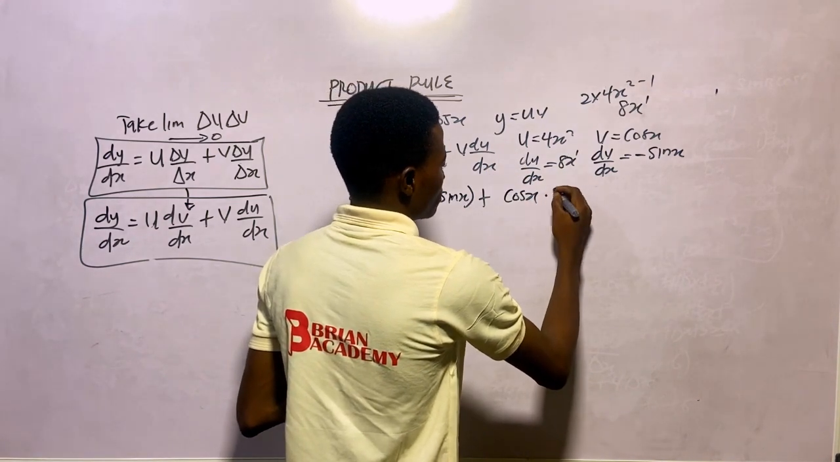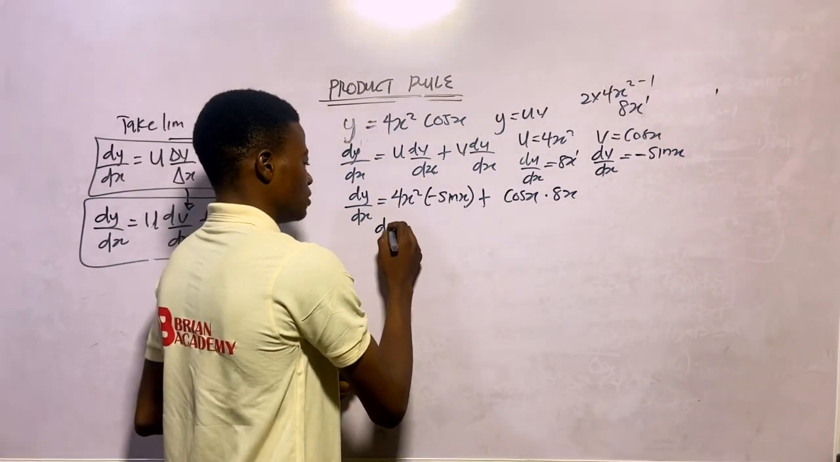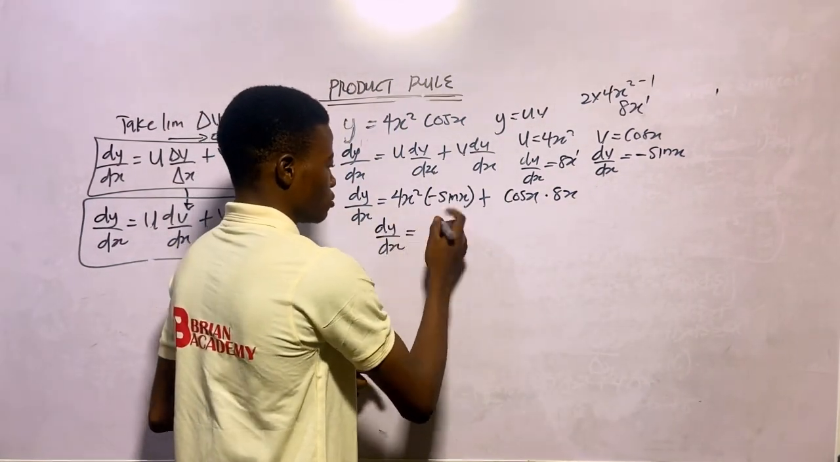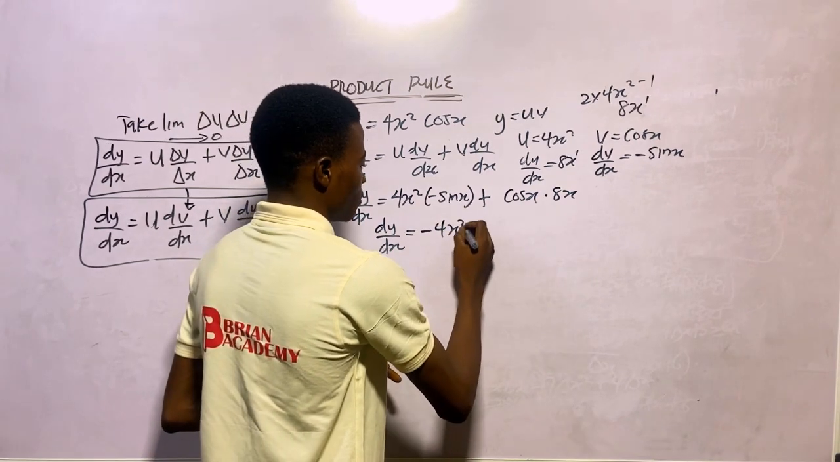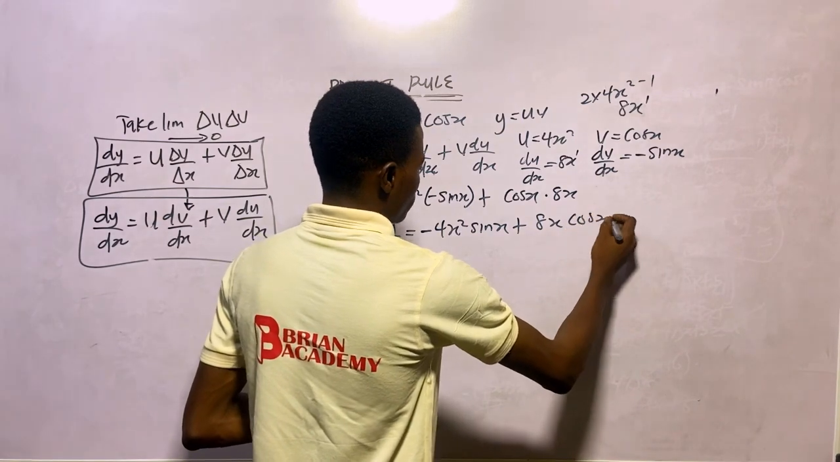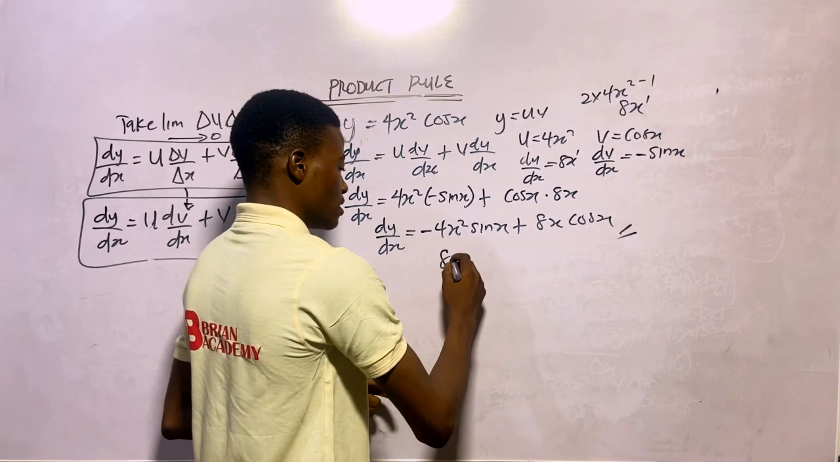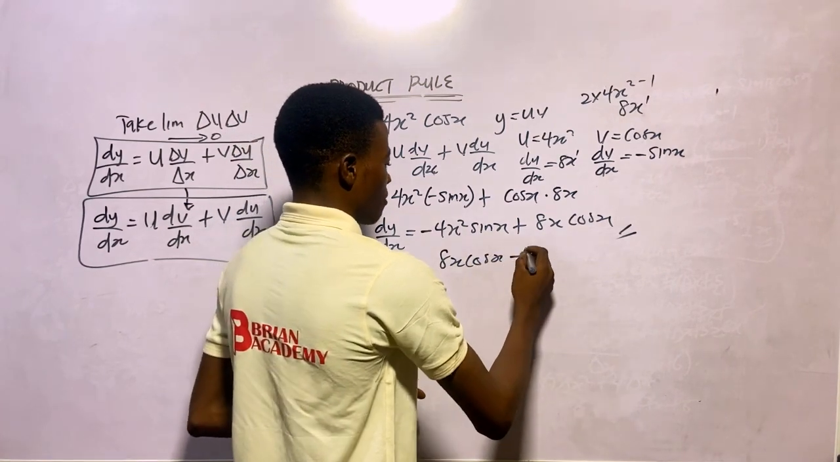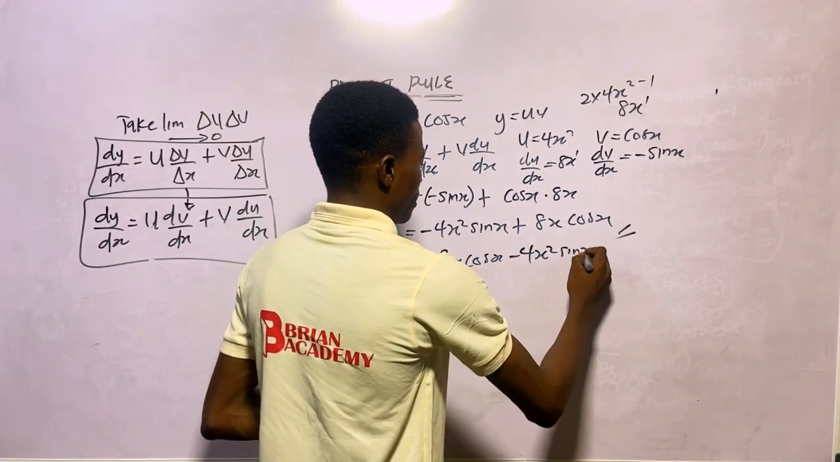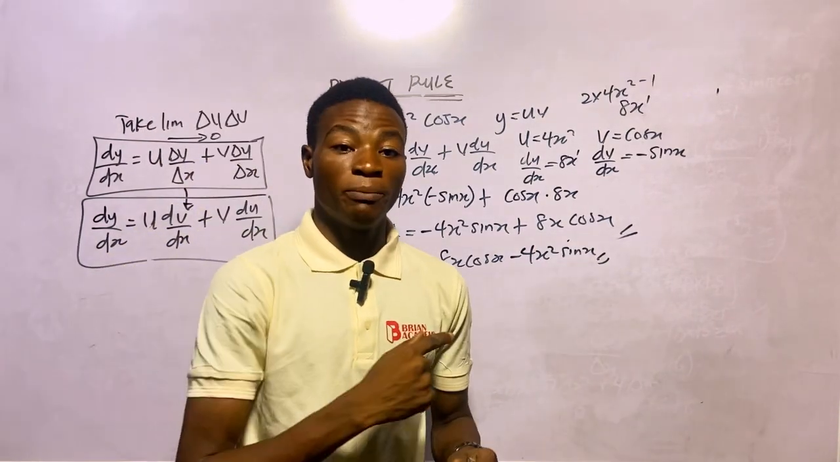Du/dx is 8x. So if I simplify this expression, I'm going to have dy/dx equals minus 4x squared sin x plus 8x cos x. And I can write this expression as 8x cos x minus 4x squared sin x. So that's it. That's all about the product rule.